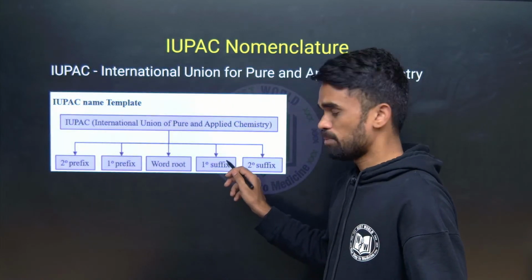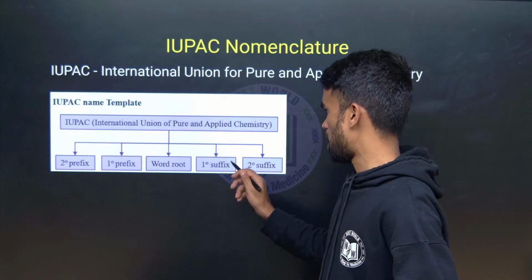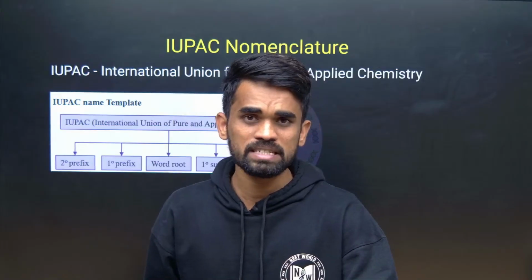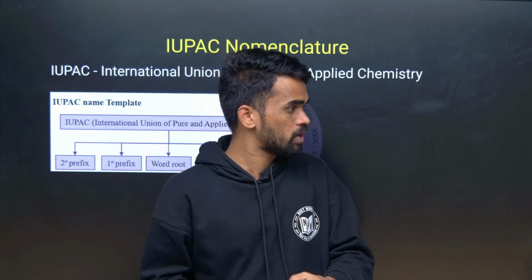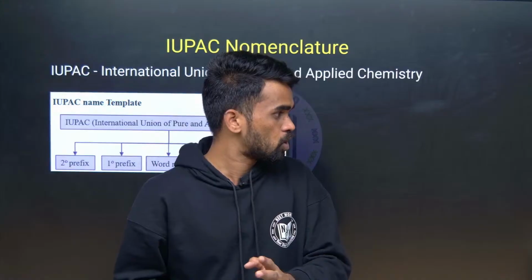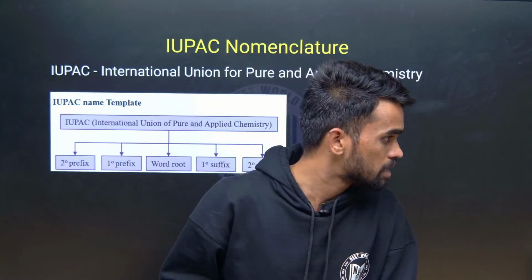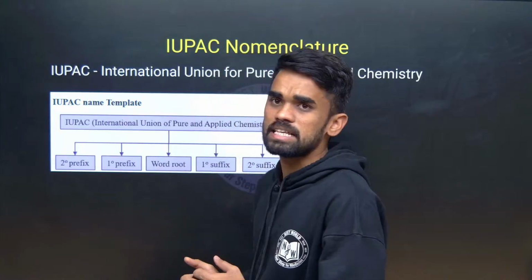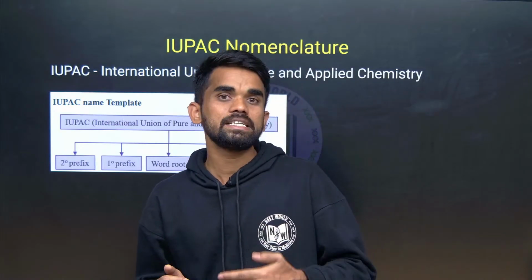Next, the suffixes: primary suffix and secondary suffix. What is the primary suffix? Whether it is saturated or unsaturated. If it is unsaturated, is it having a double bond or a triple bond, one bond, two bonds, like that. So, we will be saying that. And the next, secondary suffix. Secondary suffix means the principal functional group.